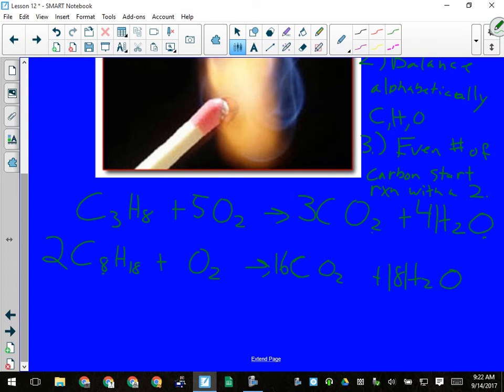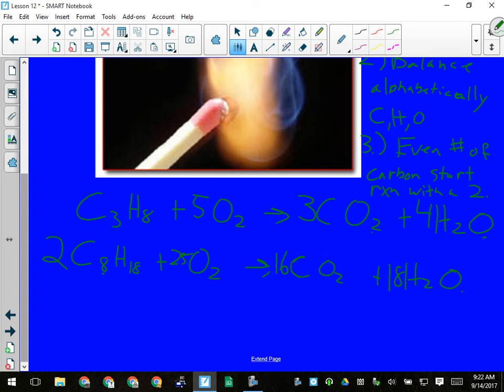All right, now looking at the oxygens, I've got 16 times 2, which is 32 oxygens, okay? And then I've got another 18 for a total of 50. Okay, I've got 50 oxygens on that side. What times 2 gives me 50? 25. Okay, now I've got whole numbers, right?